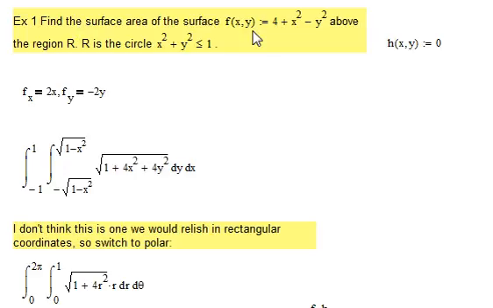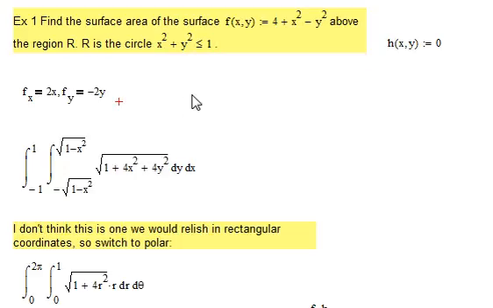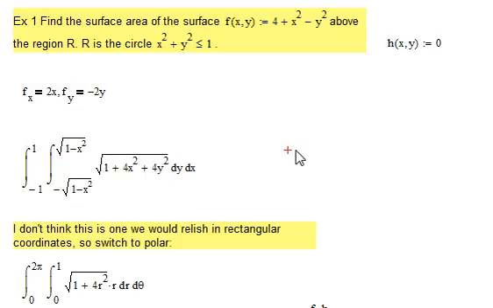So here's an example. Find the surface area of the surface, and this is a function with a saddle point, above the region R, and R is a circle where x squared plus y squared is less than or equal to 1. And so I can even show you a graph of that, but I'll do that in a little bit. f_x, the partial derivative with respect to x, of course is 2x, and the partial derivative with respect to y is negative 2y. When we square all that and put it into the radical, it's kind of nice.